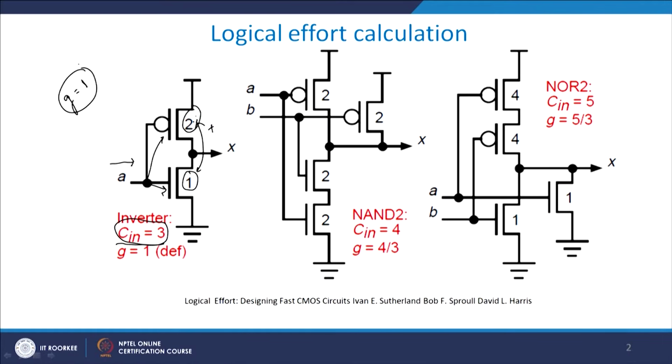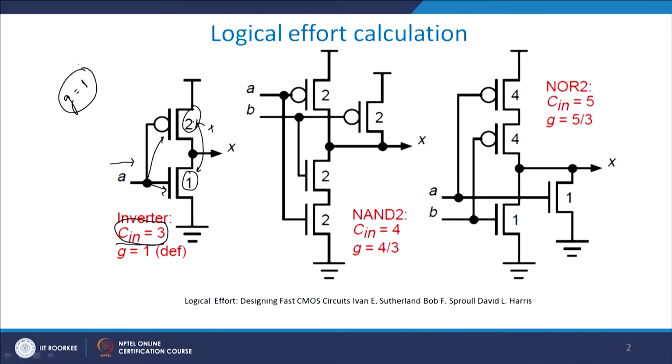So, any inverter with a sizing of 2:1 between PMOS and NMOS will have its logical effort G equal to 1. That is the basic definition of a logical effort. So, calculation of logical effort for a basic CMOS inverter is straightforward and simple, and the value is equal to 1 provided the PMOS to NMOS ratio is 2:1.